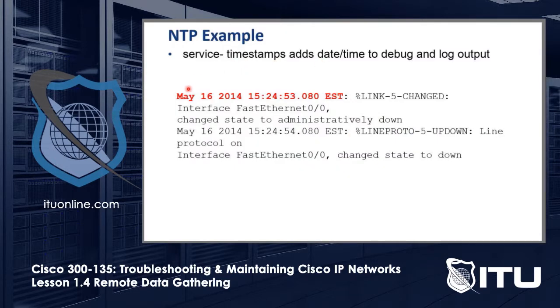So here's an example where we have the timestamp showing when the link changed state. At this moment, we saw someone shut this interface right at this moment right here. And we saw the line protocol went down, changed state to down.